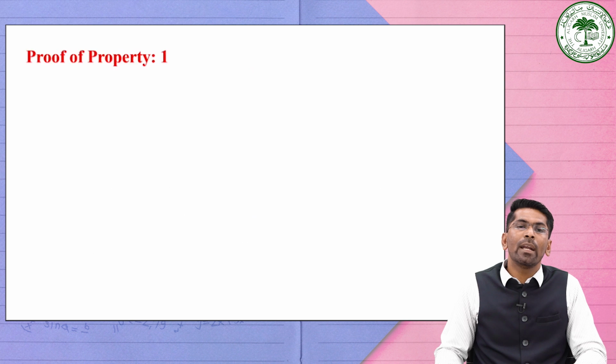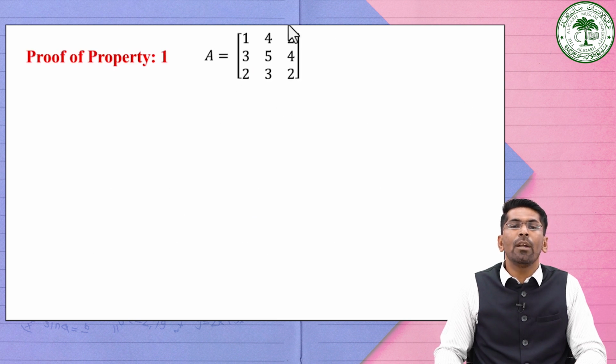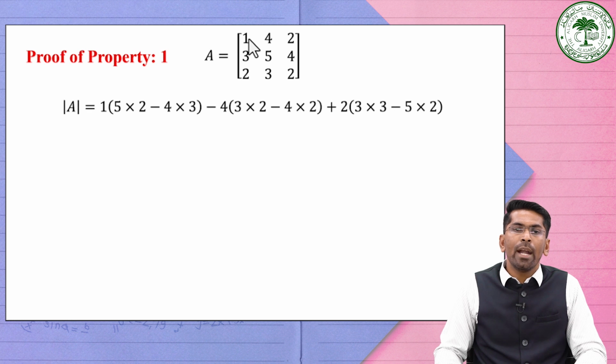See here, consider one example. Matrix A is equal to [1, 4, 2; 3, 5, 4; 2, 3, 2]. Now we are going to find the determinant value here. Then it is 1 into (crossing the concerned row and column) 5 into 2 minus 3 into 4, minus the second element, that is 4, crossing the second column and the first row, that is 3 into 2 minus 4 into 2, plus the third element 2, crossing the first row and the third column, it is 3 into 3 minus 5 into 2.